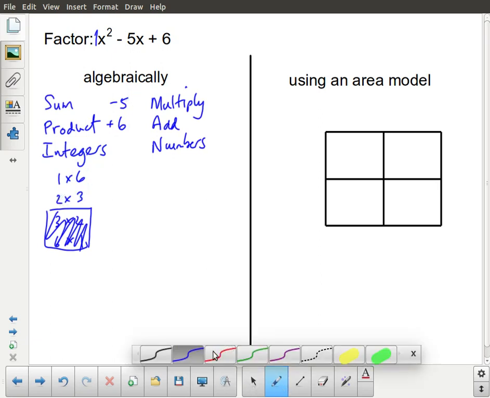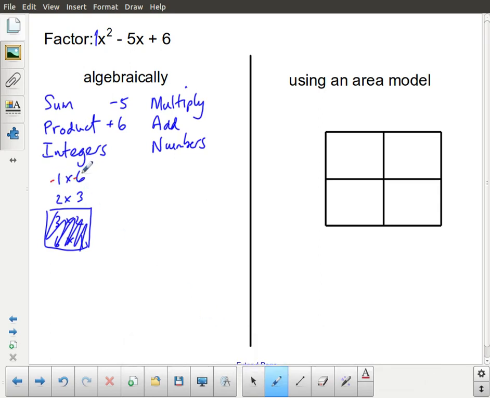So these are going to have to be negative numbers, because when I multiply two negative numbers together, I can also get a positive. Well, what happens when I add these together? So when I add them, -1 added with -6 gives me -7. -2 with -3 gives me -5. Well, that's the one that I want. So here are my numbers, -2 and -3.